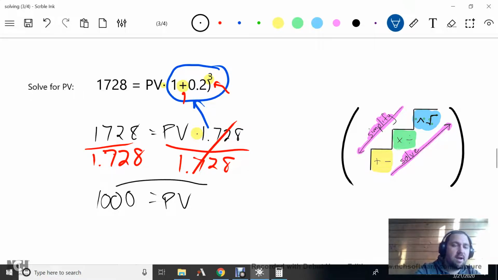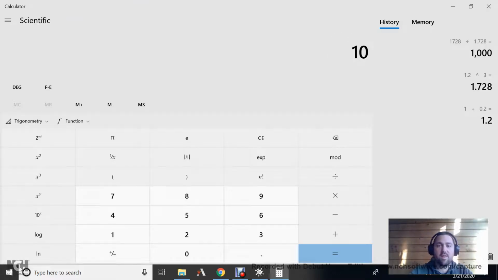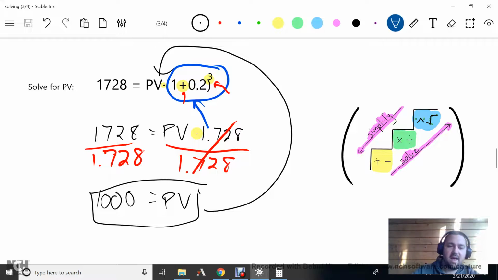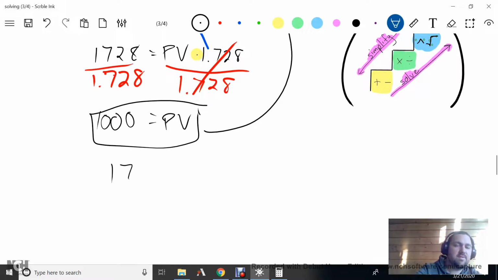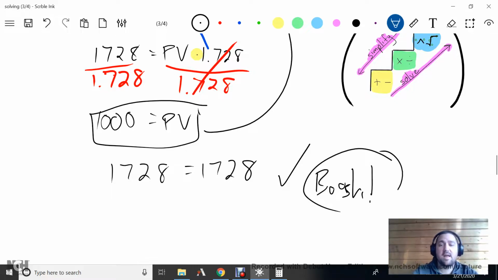And just to check it, because we want to make sure that we are correct, we'll take this and we'll plug the entire thing back into the original expression. So we get 1,000 times 1 plus 0.2 to the power of 3, and that gives us 1728, which means that we have the equation 1728 equals 1728, which checks, boosh. That's a math term for when you get something correct, you say boosh, and we're done, and that's it.